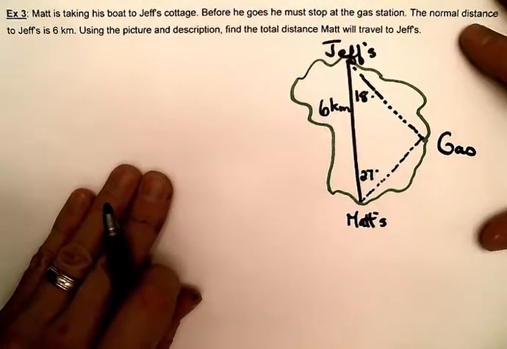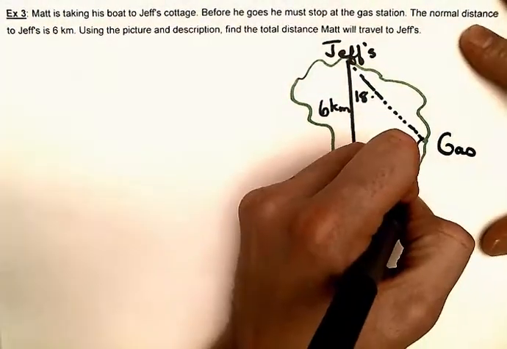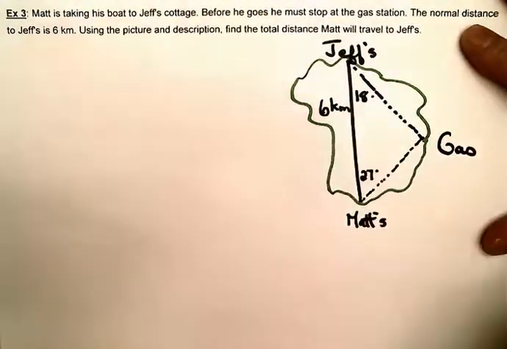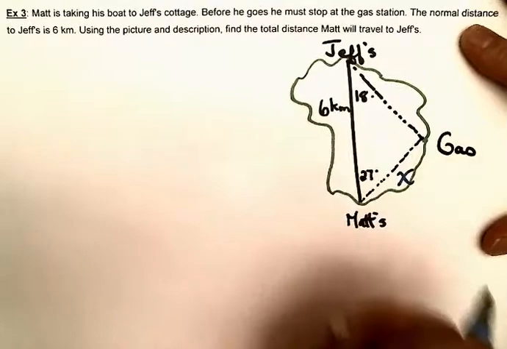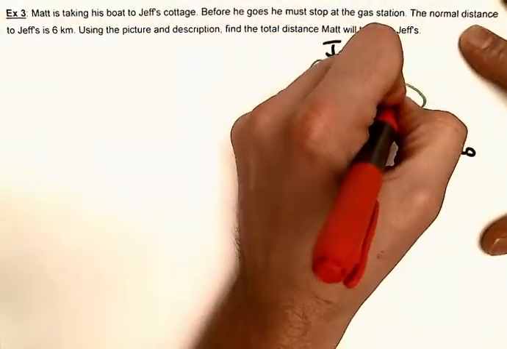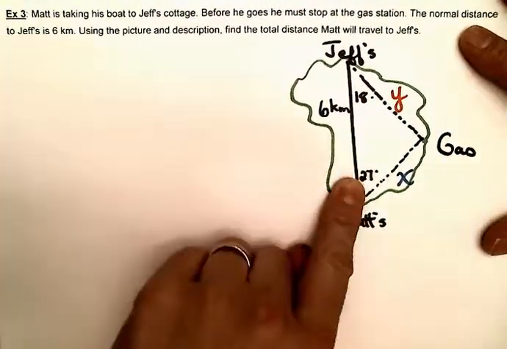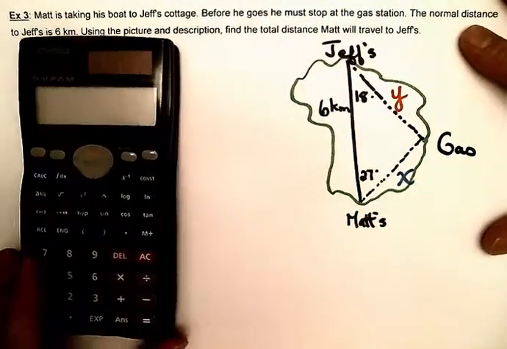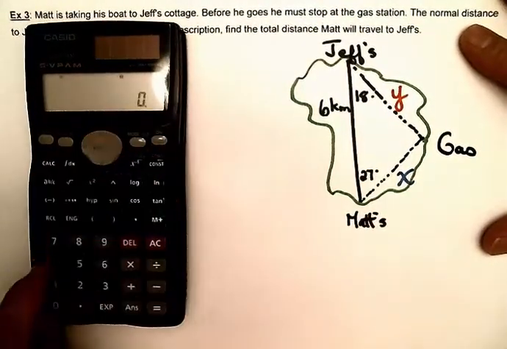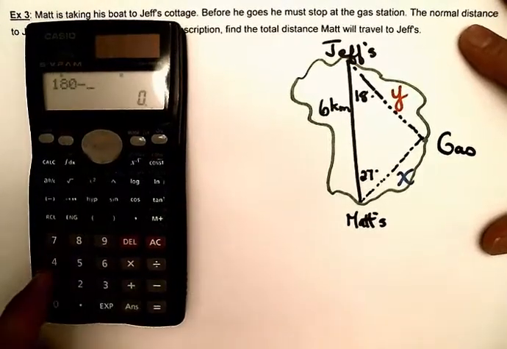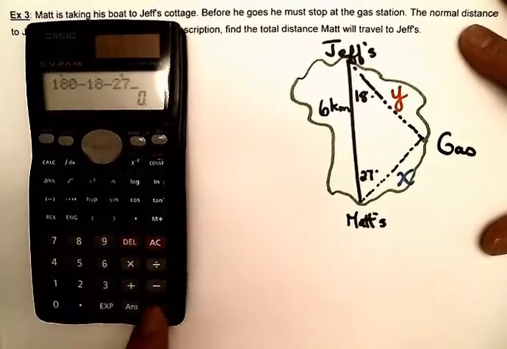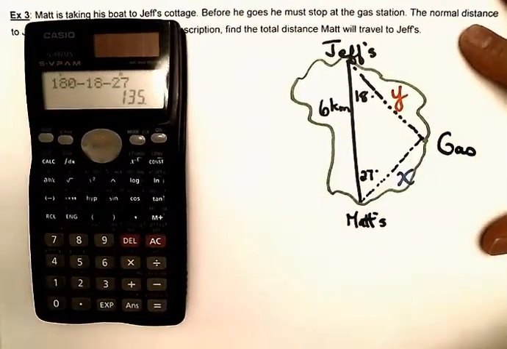So there are 2 unknown distances. We don't know this distance here, x, and we also don't know this distance here, y. So to solve a question like this requires trigonometry. If we have a look at this triangle, we do have 2 angles given, and we can quickly get the third angle. We know all triangles add to 180. So 180 degrees, take away 18, take away 27. We realize this last angle is 135 degrees. So let's add that in.